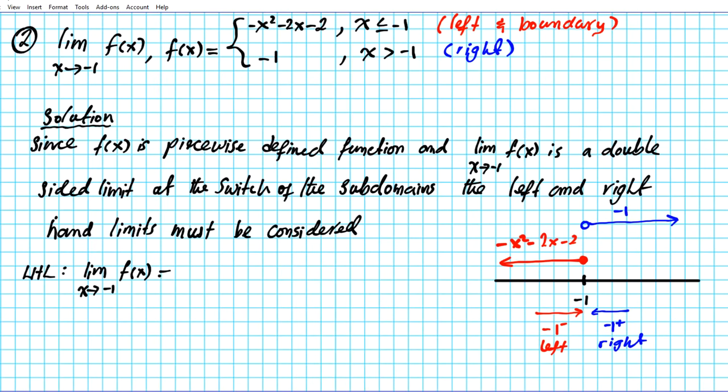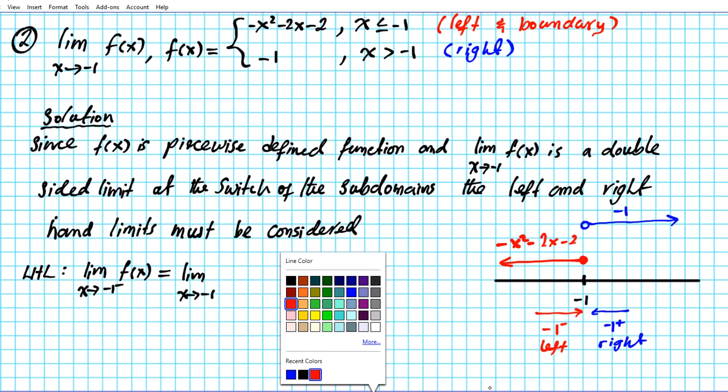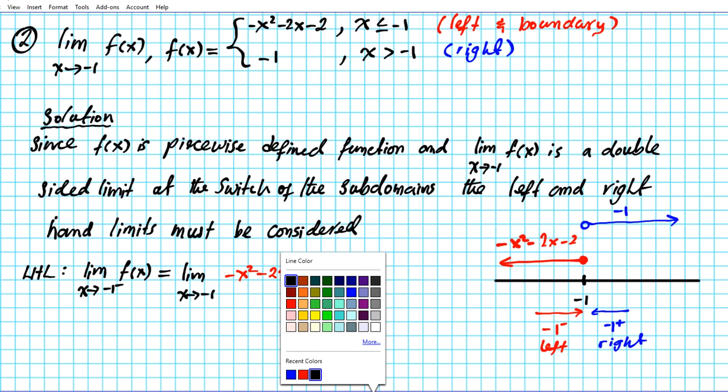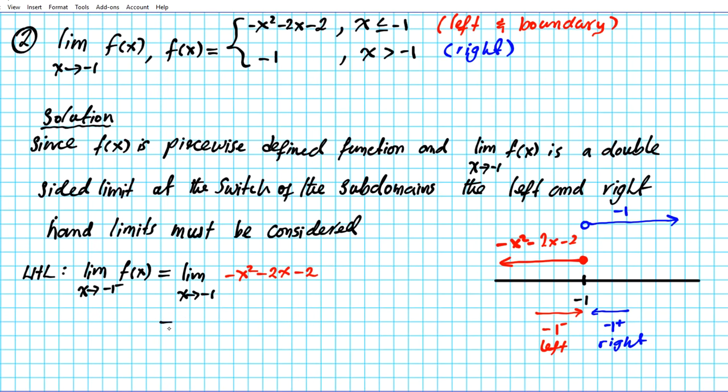We're looking at the left-hand limit, so which function are we going to be working with here? The left-hand limit is the limit as x approaches -1 from the left direction of the function. This is the left-hand limit. So this is going to be the same as the limit as x approaches -1 of this quadratic trinomial that we have here, which is negative x squared minus 2x minus 2. Now to evaluate that, we're going to substitute first and see what happens.